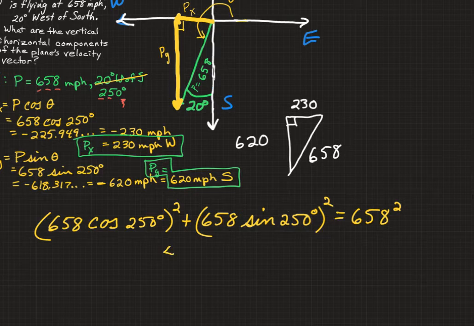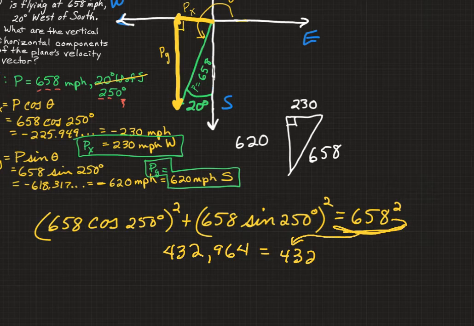So the left-hand side equals 432,964. And if you take the square root of that, you'll get 658. But if you just go from this expression and square it, you find that the two sides are equal.